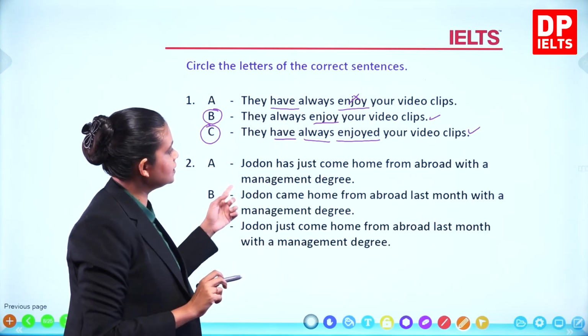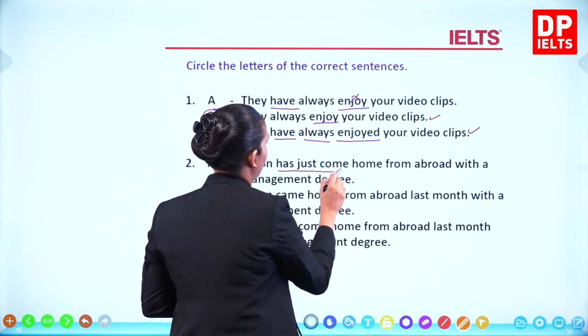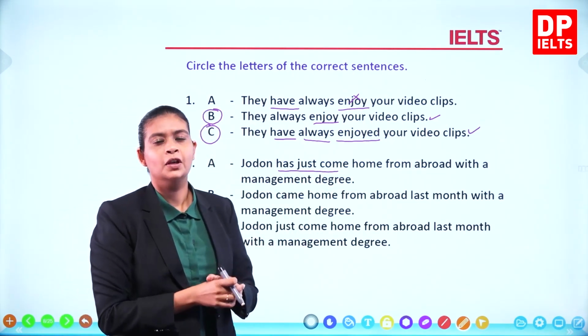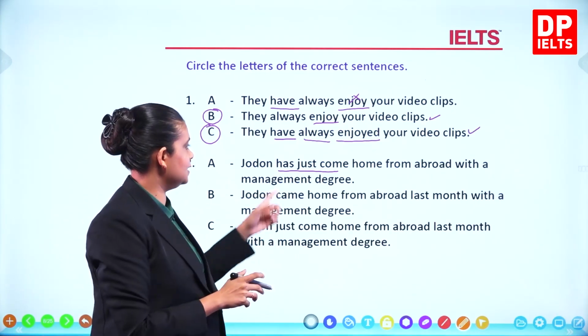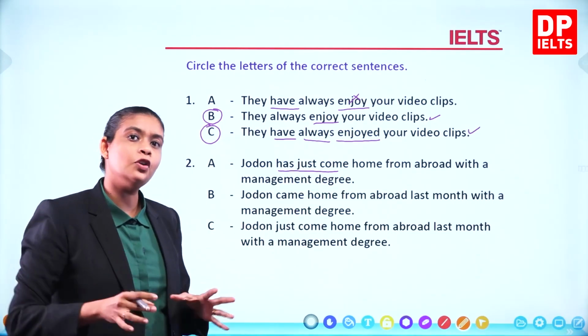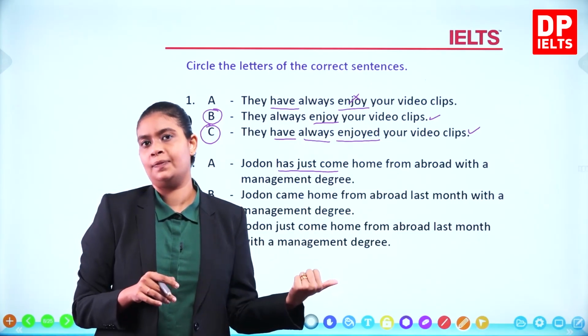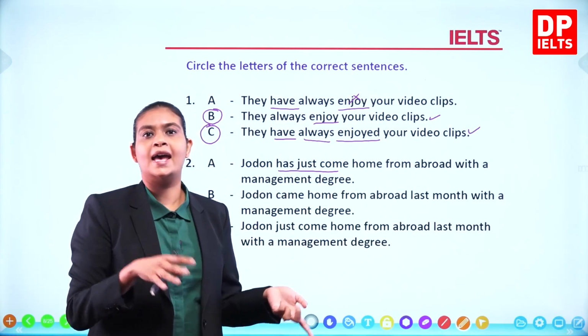Jordan has just come home, right? So, has just come home. You don't say "Jordan has just came home." Remember, when it comes to "come", we leave it as it is because it comes along with "just". Okay. If you want to use the simple past tense, then you can say "Jordan came." But when you use it with "has", you don't say "has came."